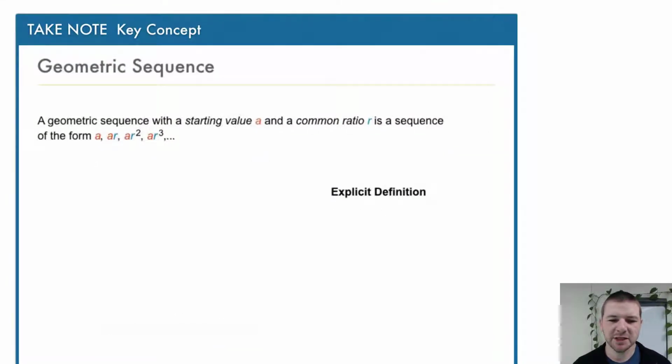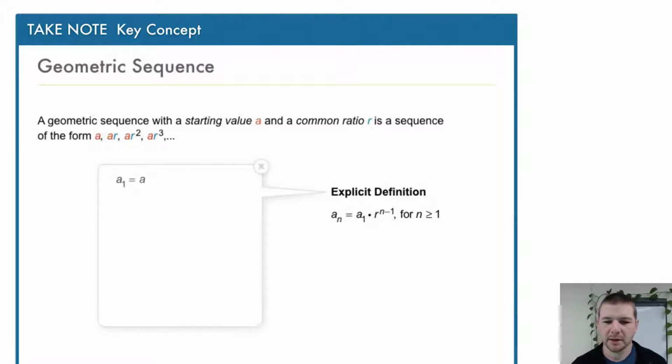We can also define geometric sequences explicitly, or using an explicit definition. Well, in this case, a sub n will equal a sub 1, the initial term, times r raised to the n minus 1 power. That's for n greater than or equal to 1.